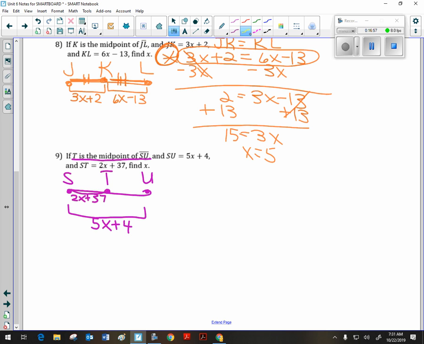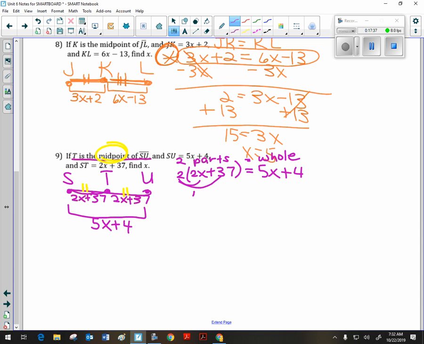That word, midpoint, super important because what we know is the two parts are equal. That may not seem like a big deal, but please remember if one part is 2x plus 37, then the other part must be 2x plus 37, which means that I have two 2x plus 37s that will equal 5x plus 4. So basically here you have two parts, and when you add them together it equals the whole entire segment. So I'm most concerned about you being able to set this up. We also need to distribute.